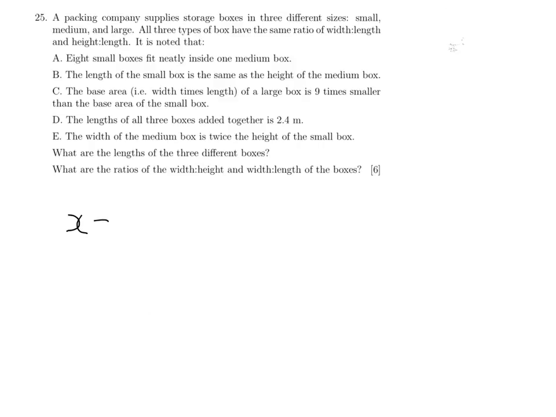Now, to do this, we're going to need to make a substitution. I'm going to call x h over w, so the height divided by the width, and I'm going to call y the length divided by the width. And we can do that because each of the different boxes has the same width to length ratio and the same height to length ratio. I've just put those up there as well because that's a fact that I'm going to use throughout this solution.